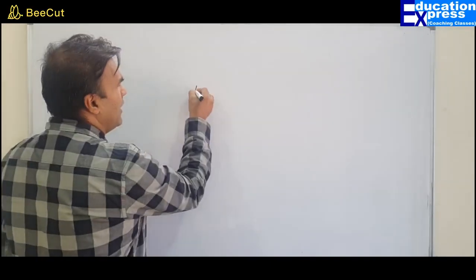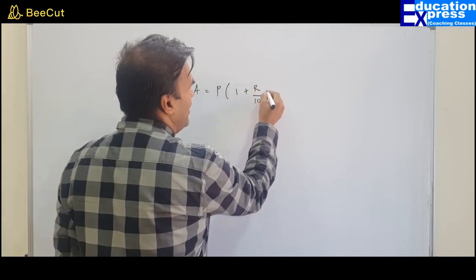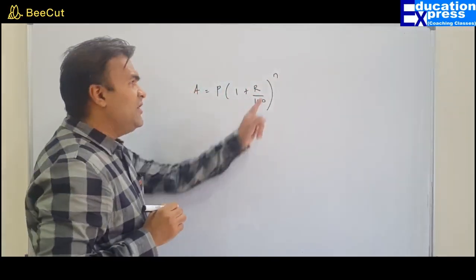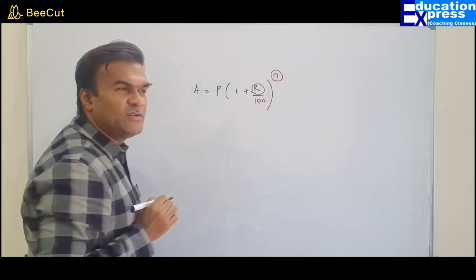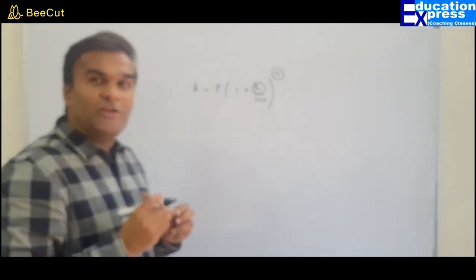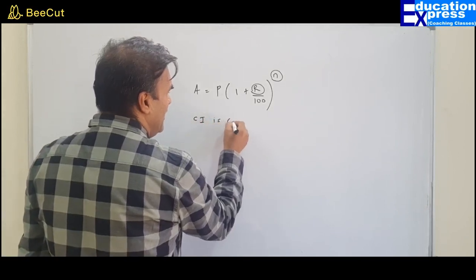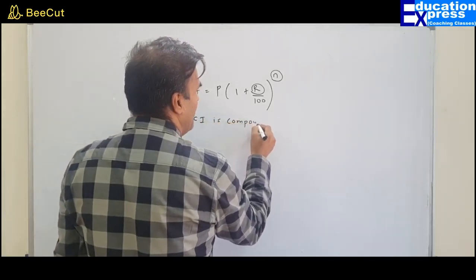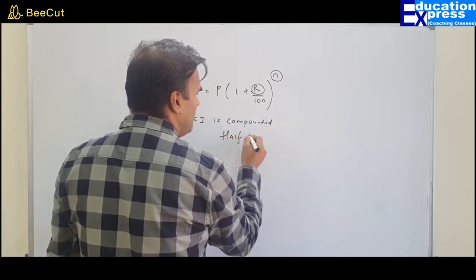Generally, by and large, we have seen that interest is compounded annually, and we use the formula A equals P into (1 plus R upon 100) raised to n, which indicates that this rate is per annum and this is the number of years. But when it is given to us in the question that the compound interest is compounded half yearly, this is the most important part.